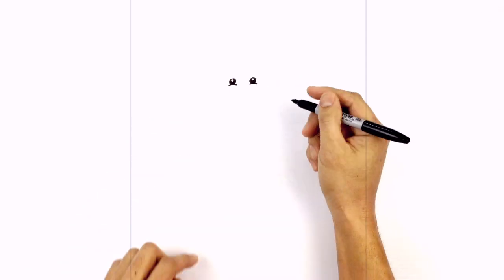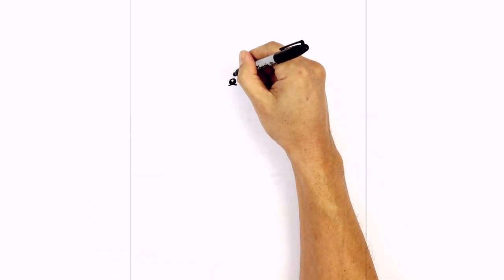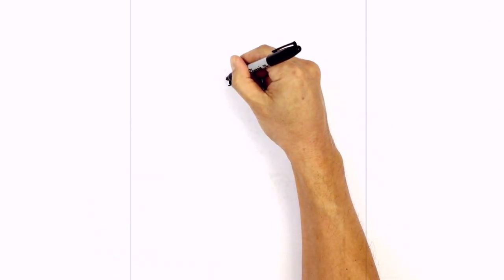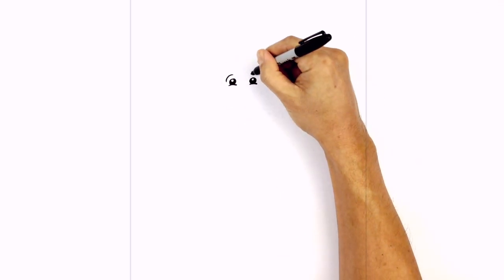Now let's draw the upper eyelid. So we're just going to draw a curve starting from the top of the left eye here and just curving around the side. We'll do the same thing on the right. So starting at the top of the right eye, we'll curve around to the side.